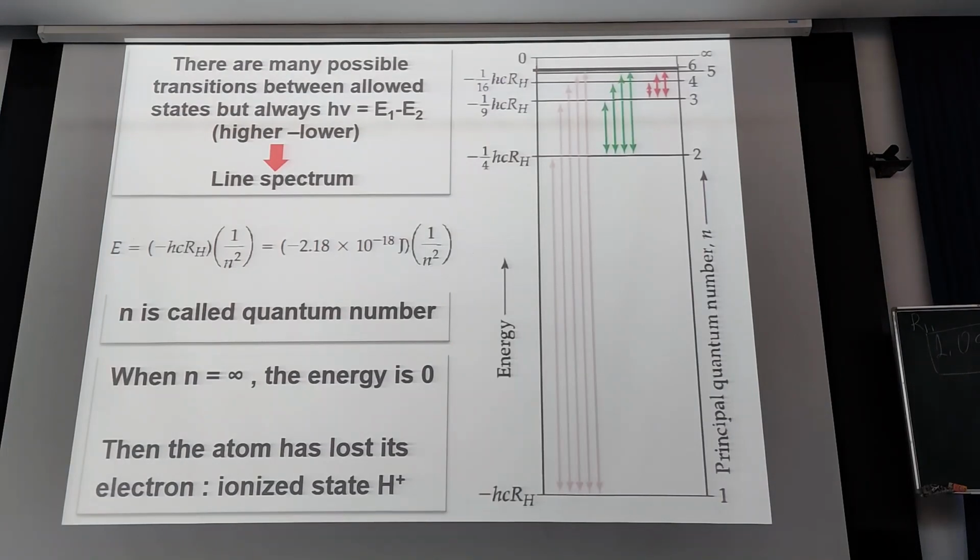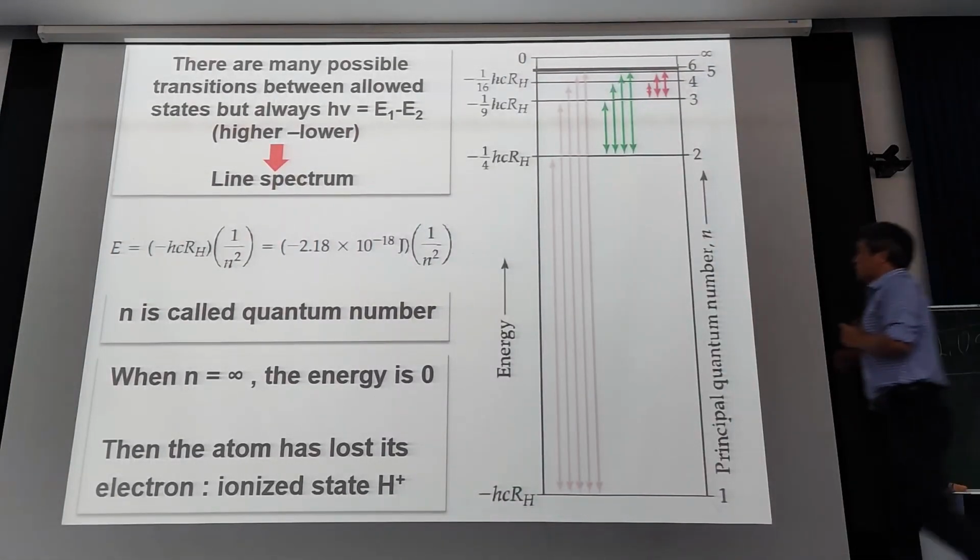Okay, so back to the Bohr model. There are many possible transitions between lower and higher states, but always the energy you emit or absorb equals the energy difference between the lower and higher energy levels. So all the time we will have a nice spectrum emitting one precise wavelength, not a continuous wavelength.